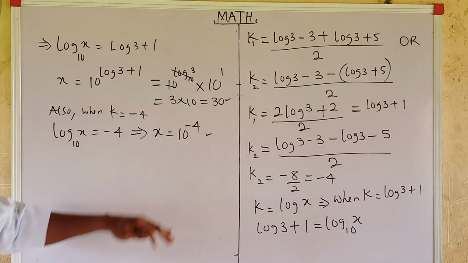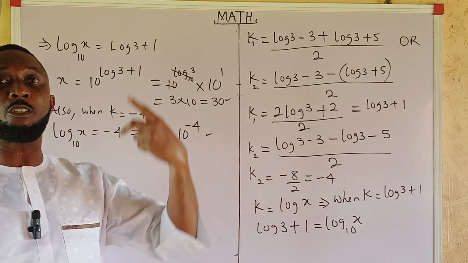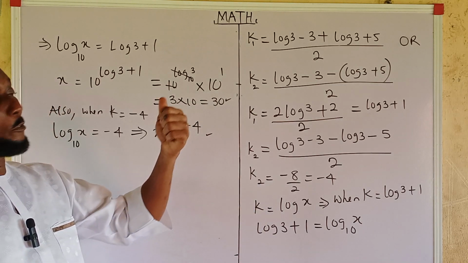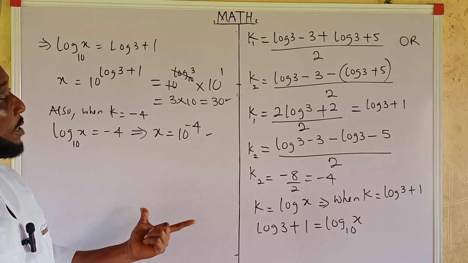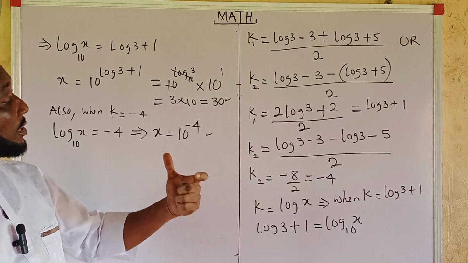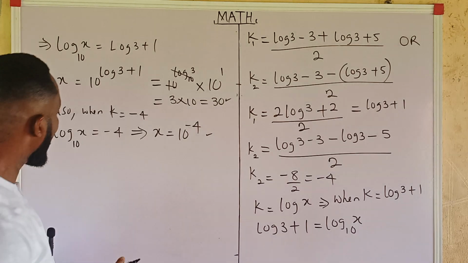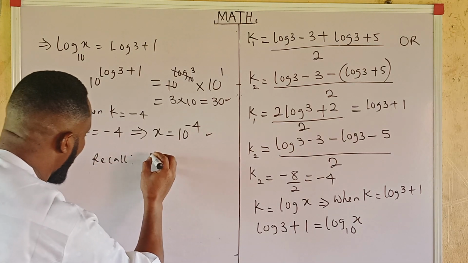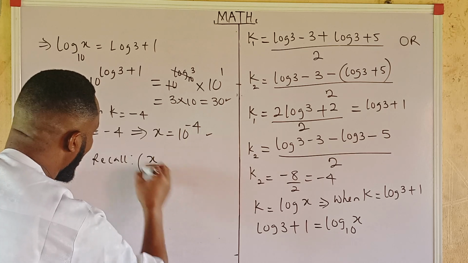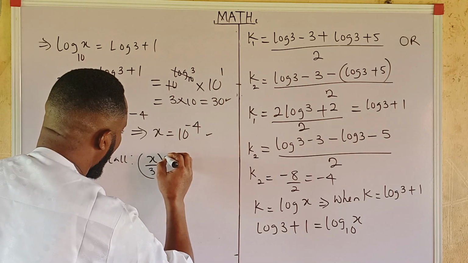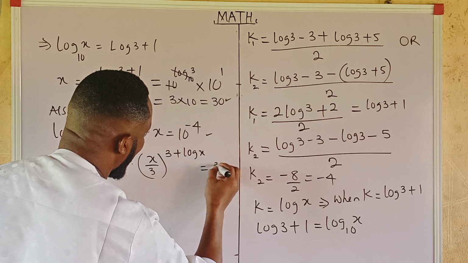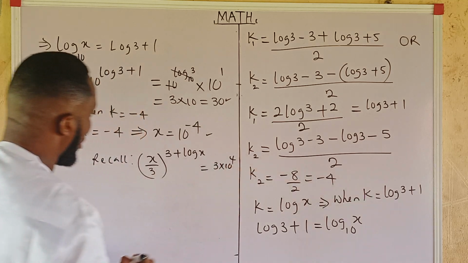So the question is, can we test the validity of these two solutions? We can. I said don't check for this, but because of the peculiarity of this Indian math Olympiad prep, I shall test. I will recall that the original problem is x upon 3 to the power of 3 plus log x equal to 3 times 10 to the 4th.